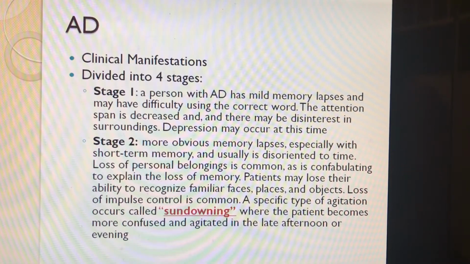It's divided into 4 stages. In stage 1, they have mild memory loss, their attention span is decreased, and depression may occur. The most important thing about stage 2 is what's called sundowning. This is a specific type of agitation where the patient becomes more confused and agitated in the late afternoon or evening. They start to not be able to recognize familiar faces, places, and objects. They have a loss of impulse control.